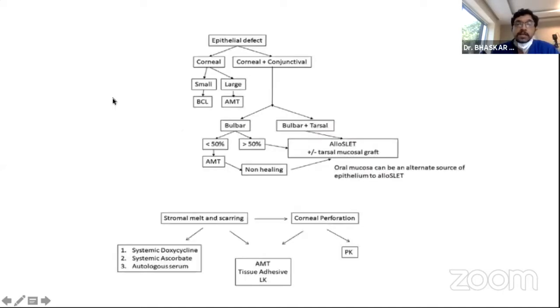As far as the epithelial defect is concerned, basically you need to know whether just the corneal epithelium is damaged, or also the conjunctival epithelium, because you need some epithelium on the ocular surface. At the end of it, whether it is conjunctival epithelium or corneal epithelium, if there is a source of epithelium which covers the ocular surface, your cornea will not melt under it.